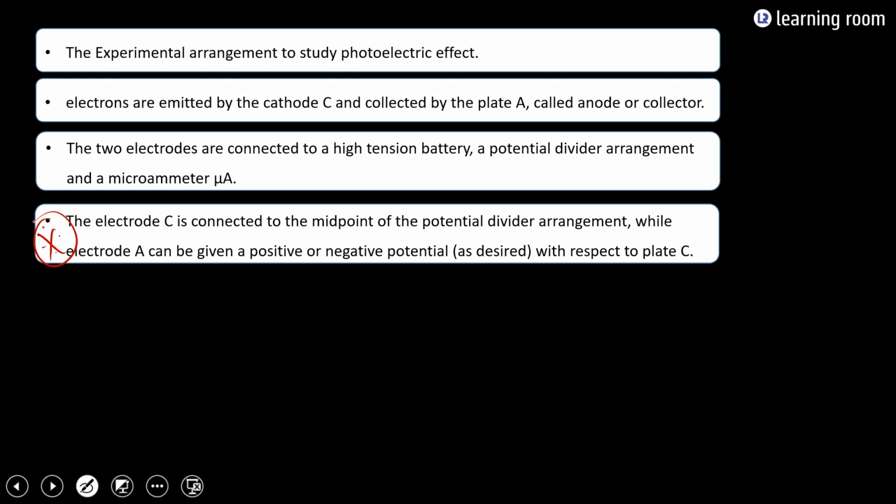So the electrode C is connected to the midpoint of the potential divider arrangement, while the electrode A, what is that electrode A? It is the collector plate. The collector plate can either be positive or negative with respect to plate C, depending on the situation, which we will see in one of the experimental studies.